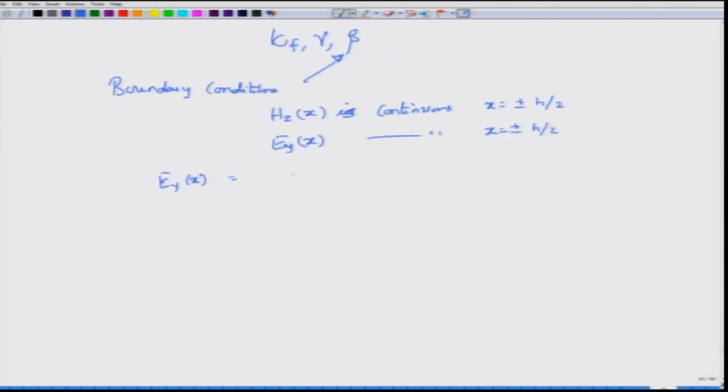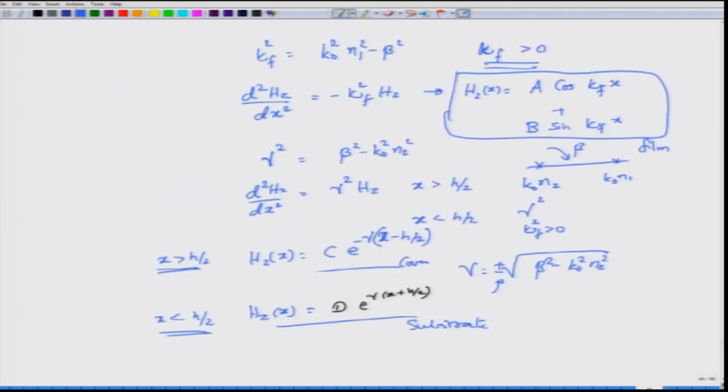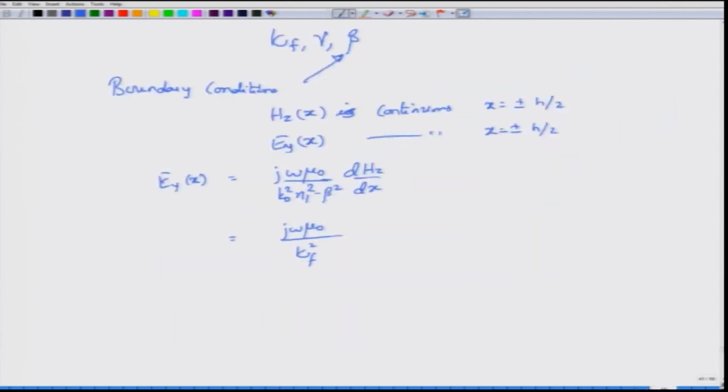So, if I write down Ey of x inside the film, that would be j omega mu naught divided by k0 square n1 square minus beta square, times dHz by dx. Here k0 square n1 square minus beta square is nothing but kappa square. Inside the film, dHz by dx will pull kappa f out and convert cosine to sine and sine to cosine, just like the previous case. So I will have a kappa f outside, and then minus a sine kappa f x plus b cosine kappa f x.